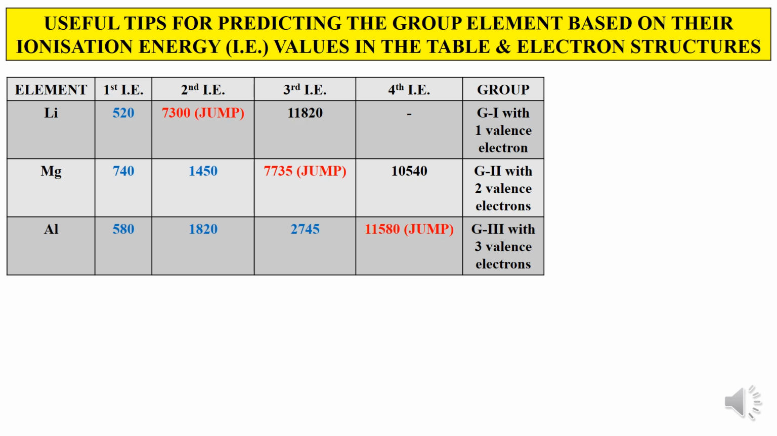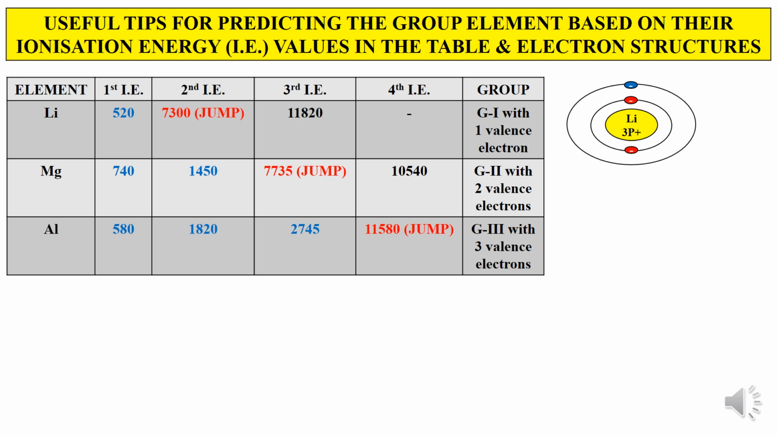Now I have selected three elements from three different groups in the periodic table. Lithium belongs to group 1, magnesium belongs to group 2, and aluminium belongs to group 3 in the periodic table. Now in order to predict the group element, I will use the ionization energy values in the table and examine their electron structures simultaneously. I have color coded the core electrons and the valence electrons. The valence electrons are highlighted in blue, while the core electrons are highlighted in red.